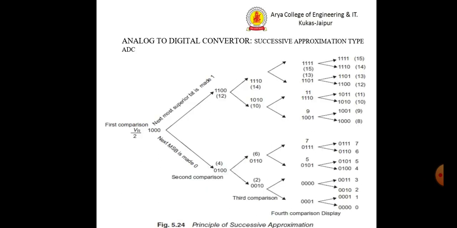The first analog to digital converter is successive approximation type. In order to understand the successive approximation type of ADC, we need to understand the principle of successive approximation applied in this particular converter. This particular slide shows how the principle is applied.